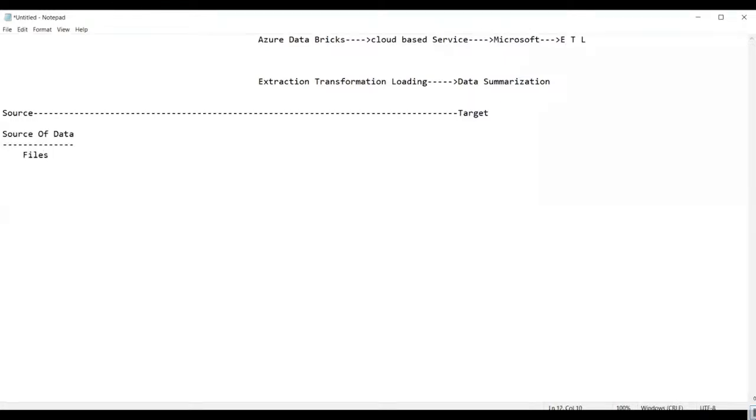What type of files, guys? Ultimately, the files also receive the data from the business. We all are working for a business. Even though you are working as a data engineer, you are working for a business, right?